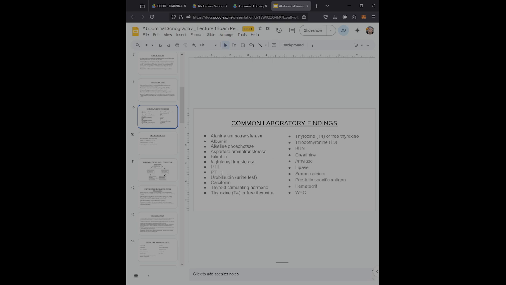Urobilirubin, and bilirubinuria is the presence of bilirubin in urine, and it's usually detected when performing a routine urine dipstick test, and its increases indicate liver disease or biliary obstruction. So bilirubin metabolism occurs in three phases. It can be prehepatic, then there's the intrahepatic phase, and there's the posthepatic phase.